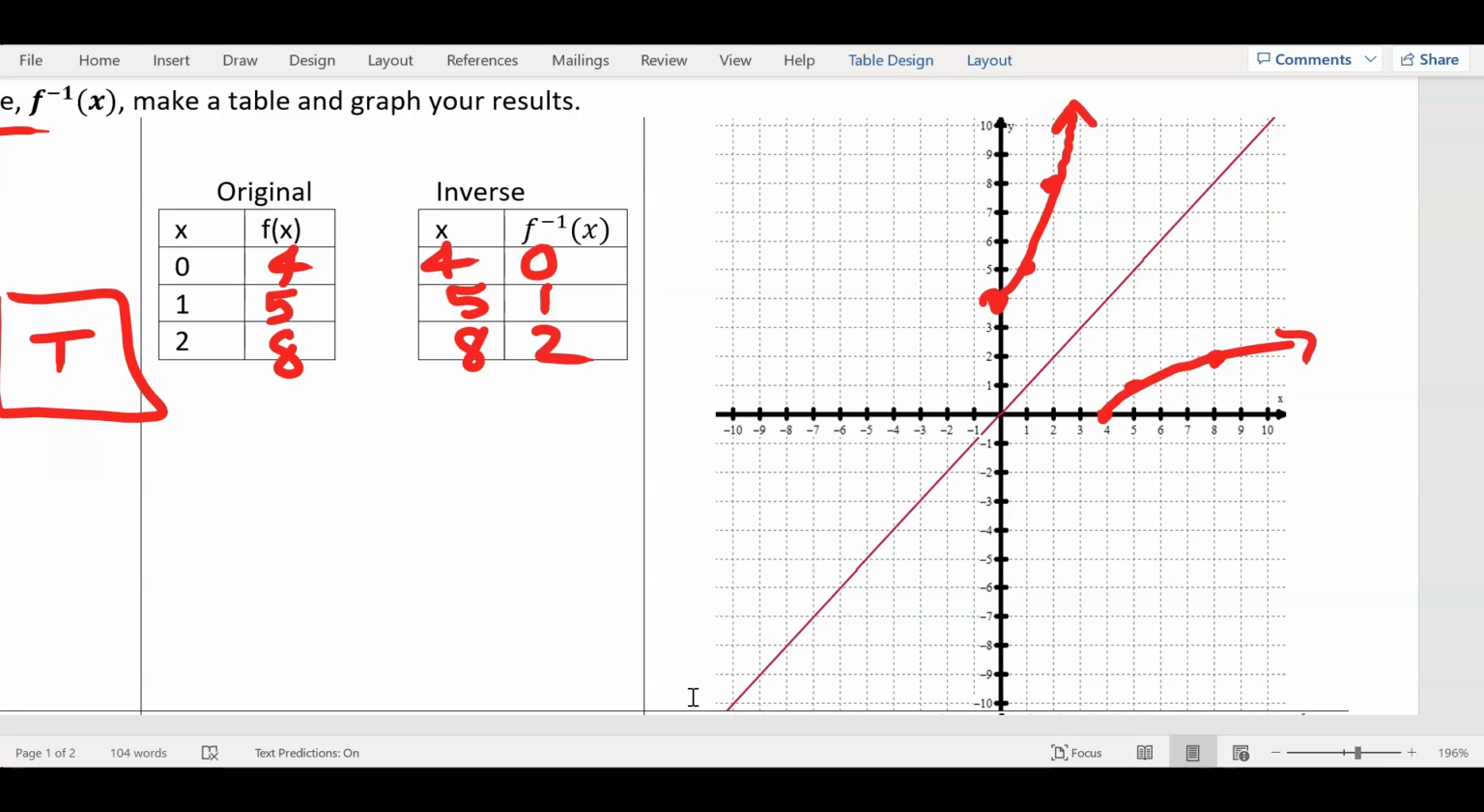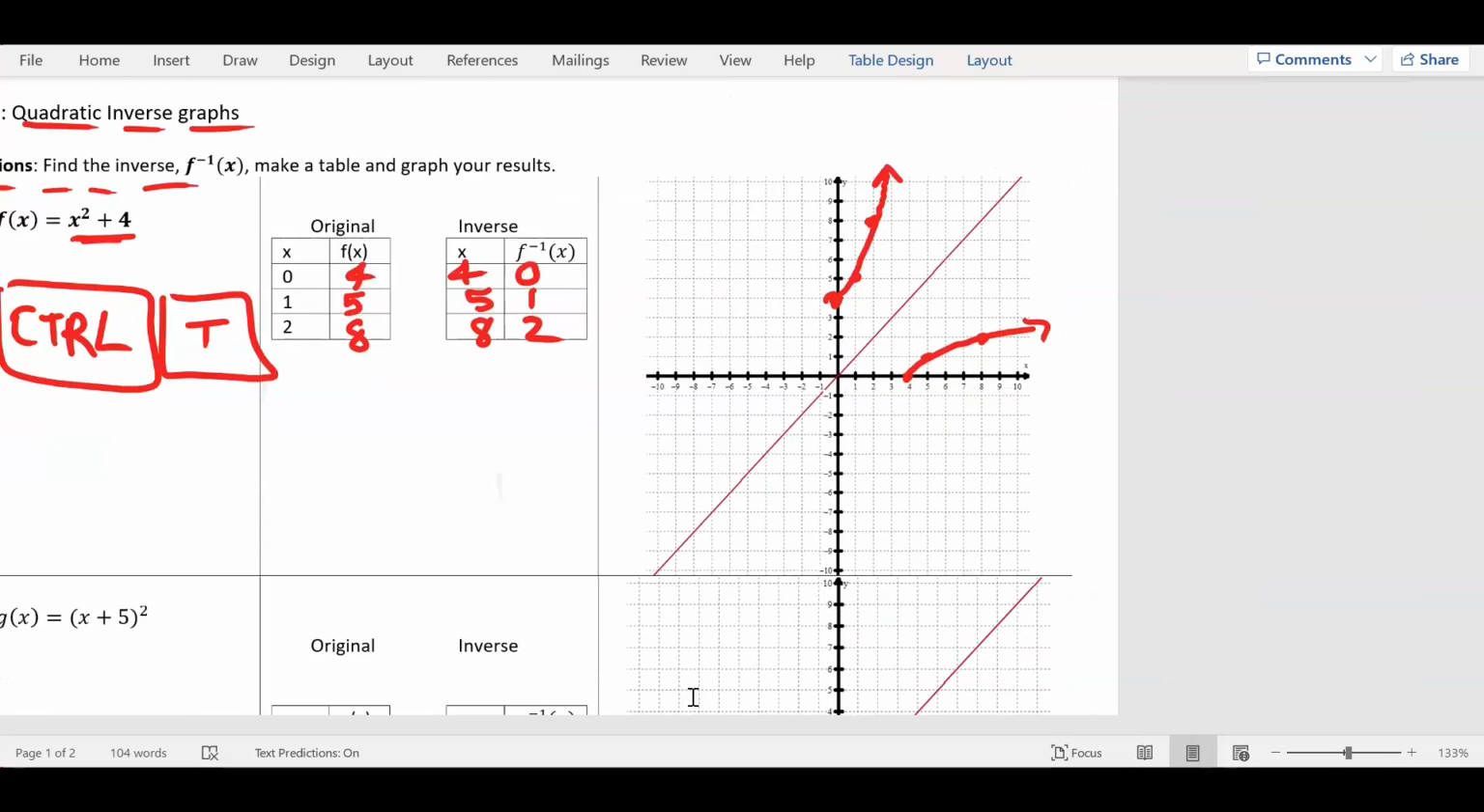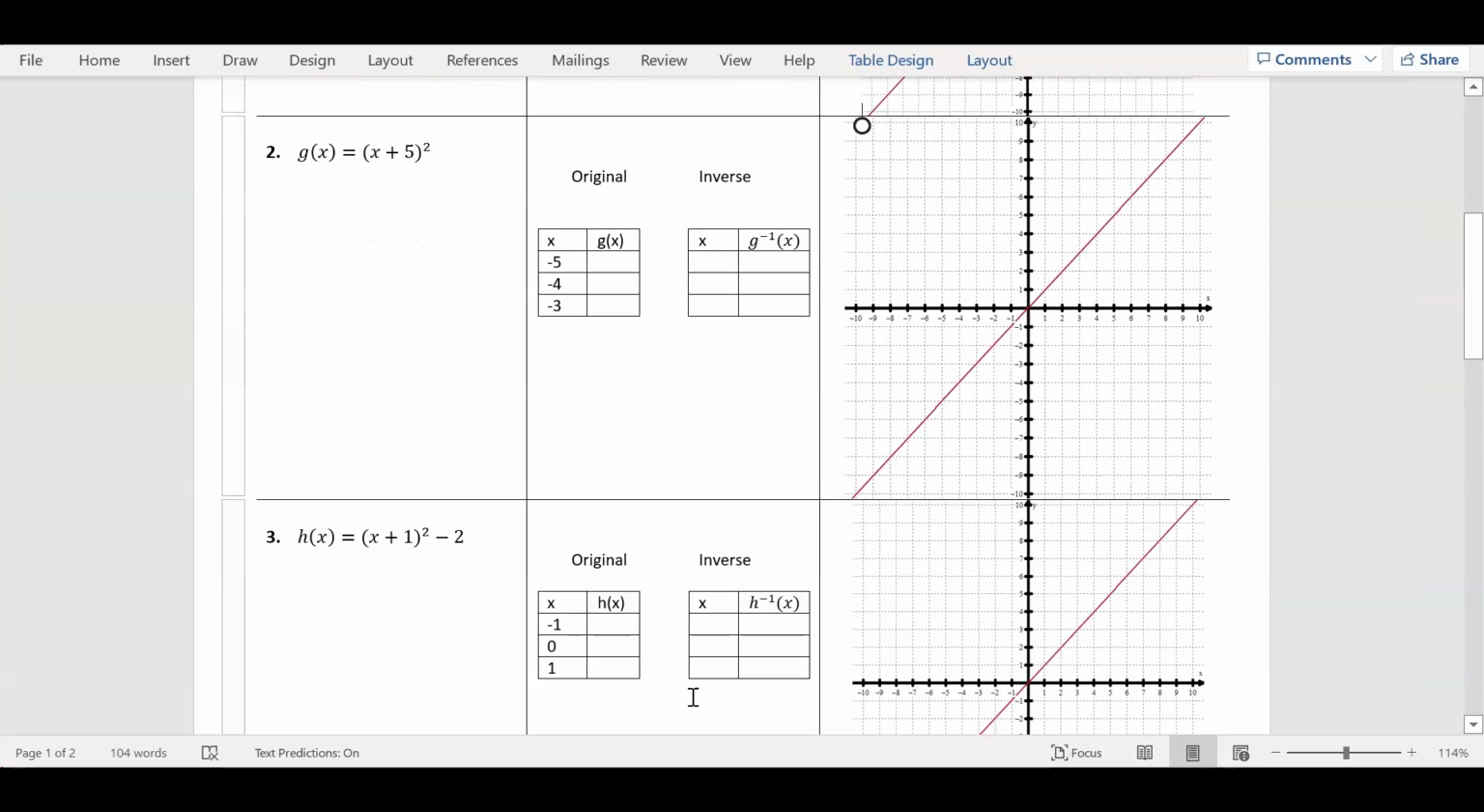And it should be symmetrical across the diagonal line y equals x, like we talked about with linear. Well, it should be curving forever, but this one's more or less curving up. This one's curving to the right. Okay. Now, there's that. We're going to do 2 more examples, and that'll be good, okay?